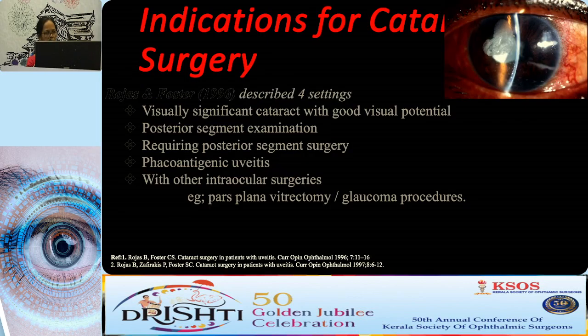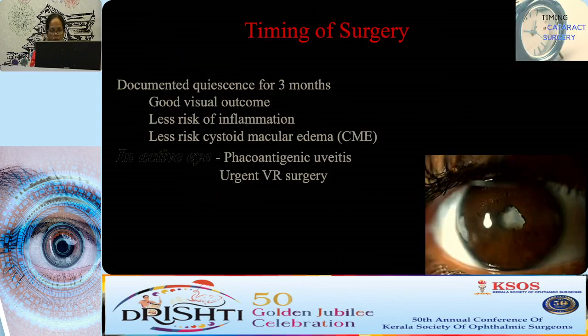The indications for cataract surgery: according to Rogers and Foster, they describe 4 settings in which you do cataract surgery. One is visually significant cataract with good visual potential, posterior segment examination, and posterior segment surgery. Patients who need posterior segment surgery, phacoantigenic uveitis, and with other intraocular surgery like pars plana vitrectomy or glaucoma procedures. Timing of surgery is very important.